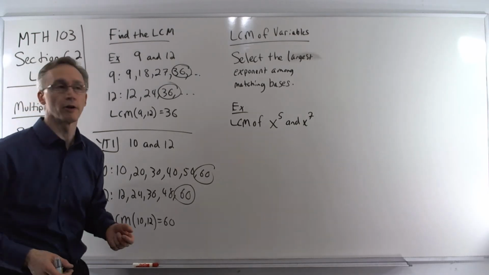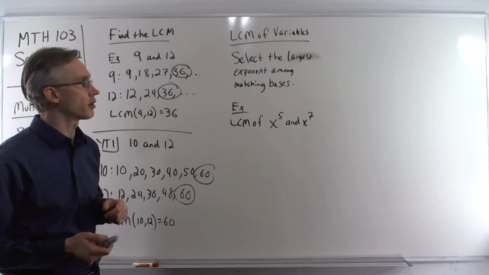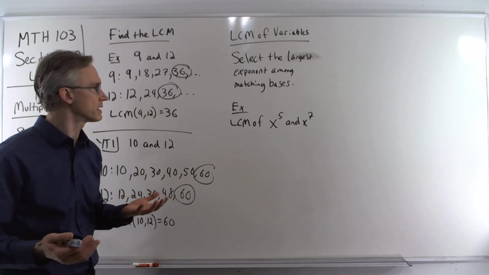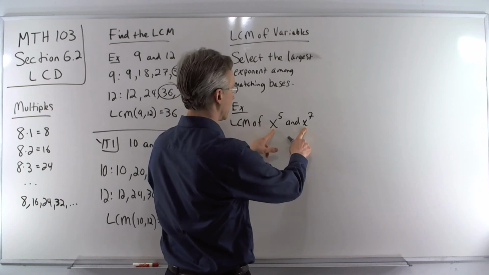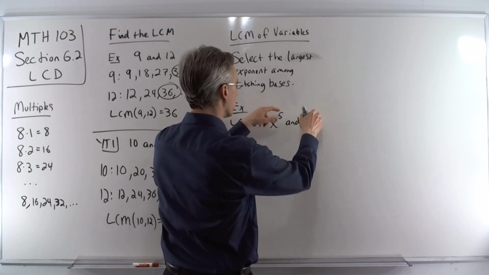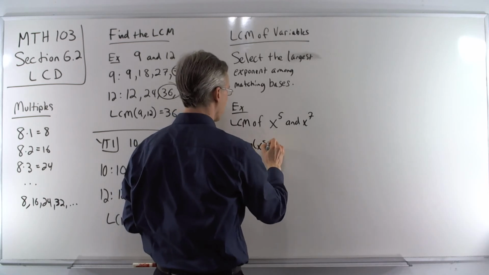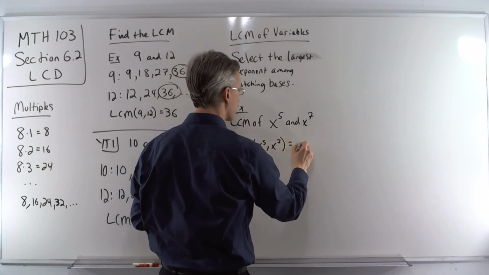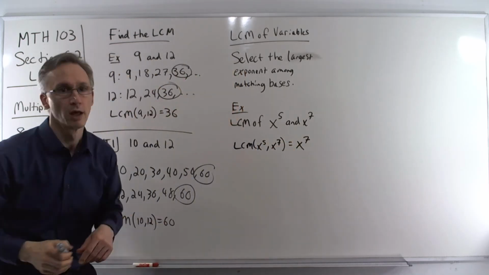So now we're going to work with some variable expressions. So to find the LCM of variables, select the largest exponent among the matching bases. So here's two expressions with matching bases x. So we're going to select the largest exponent amongst those two. So the LCM of x to the 5th and x to the 7th is x to the 7th. So the larger of the two exponents. Your turn number 2.